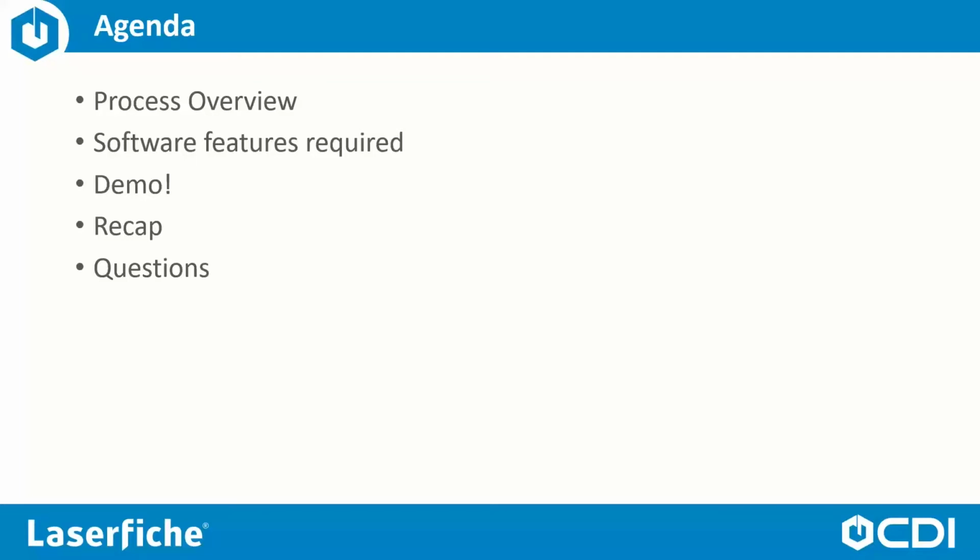So what we're going to look at today is the process overview. The demo that I'm going to walk you through, I'm going to talk you through initially. Then we're going to dive into the software features that are required to build out the functionality, take a look at the live demo, do a recap of why this is so important and how it's useful, and different ways that you can incorporate more automation into the process. And then we'll finish it up with questions.